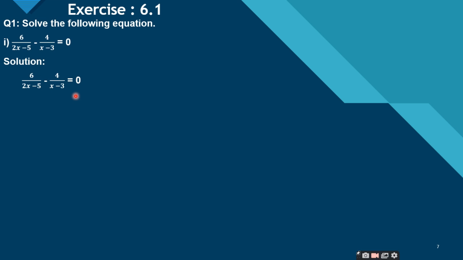Now you all can see that we have two fraction terms on the left hand side of the equation, and on the right hand side we have 0. To solve the left hand side, we have fractions with the mathematical operation of subtraction. When we have to add or subtract fractions, we just have to make their denominators similar to each other.